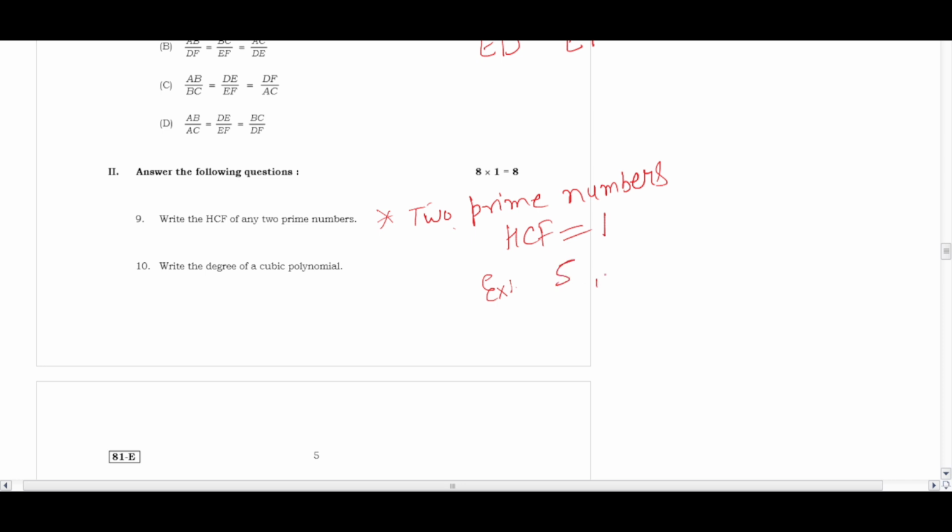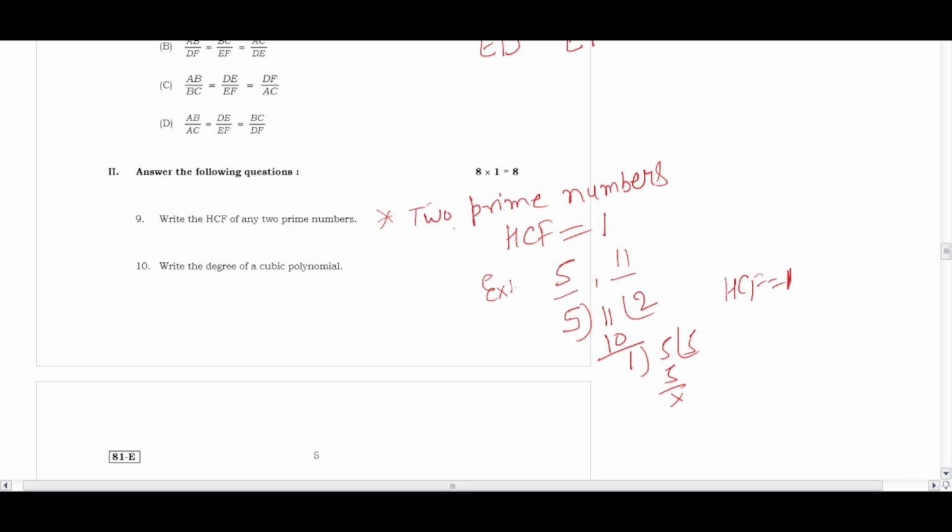Just I give an example. 5 is a prime number and 11 is also a prime number. 5 and 11, two prime numbers. Any two prime numbers' highest common factor is only 1. Because 5 and 11: 5 twos are 10, 1 five is 5. Then HCF is what? HCF is only 1.